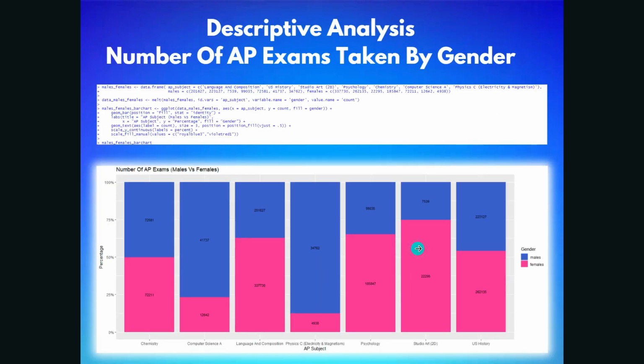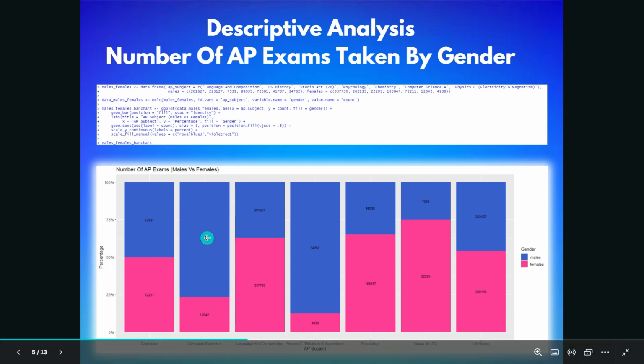So here's a descriptive analysis about the number of AP exams taken by gender. For example, this is the code I used. I just subsetted the data and found the number of students by gender. You see males and females here, and I created a stacked bar chart using R programming, and you can see the number of exams, males versus females, and then the AP subject.